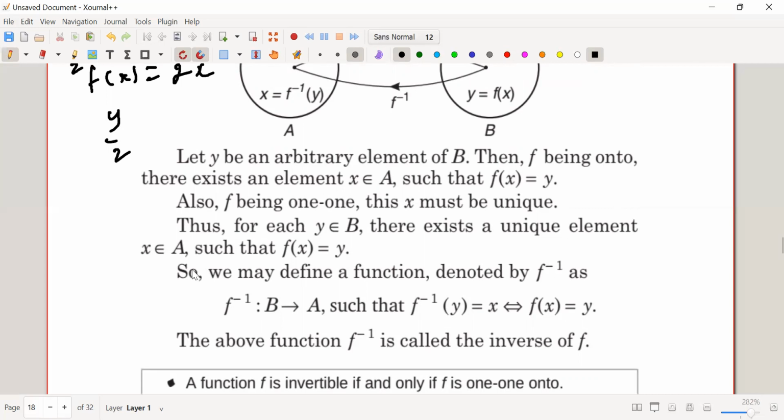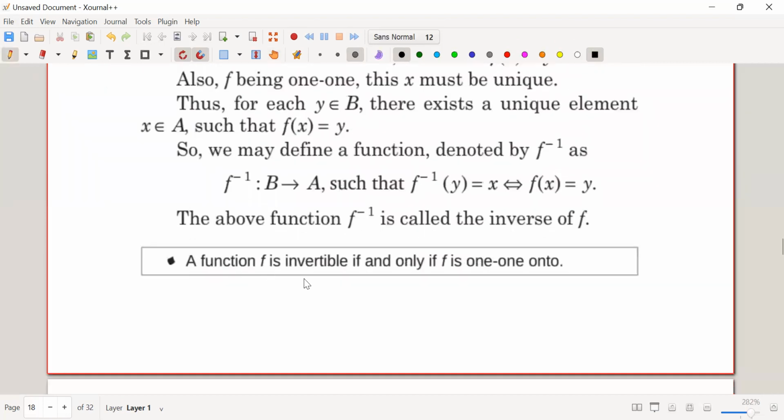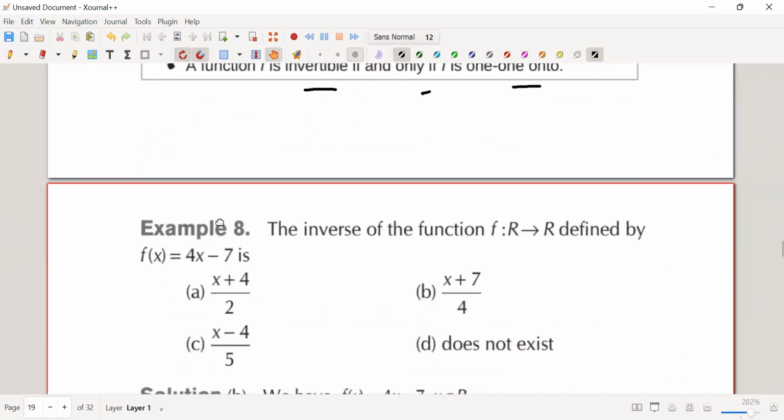A to b, how is it related with what function? From b to a will give the inverse function. A function f is invertible if and only if it is a one-one onto function. It can be inverted only when it is an onto function. It's not like what we saw in relation, inverse relation, range. Here it should be an onto function. Definitely there should not be any left out.